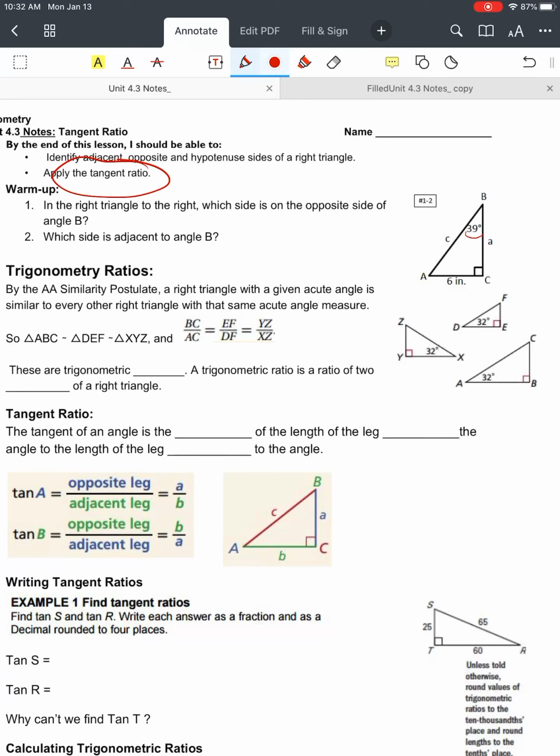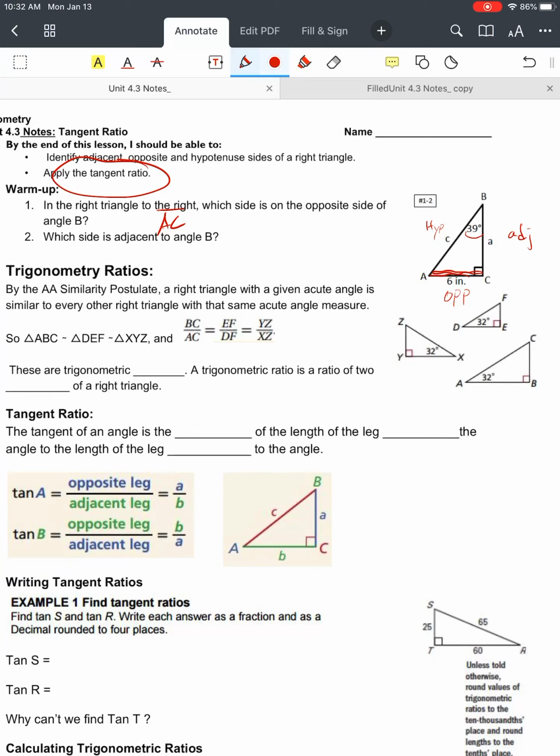The opposite side of angle B would be the side AC. Since we have a hypotenuse, which is always across from the right angle, always the biggest side, and the adjacent is always the side that's touching it. So we have an adjacent and an opposite and a hypotenuse. So our side would be AC.